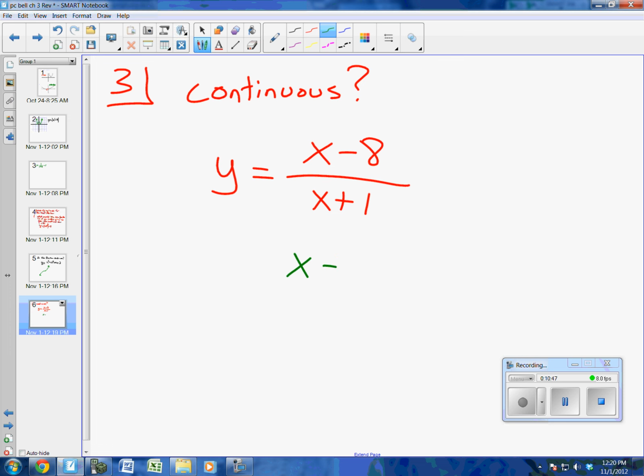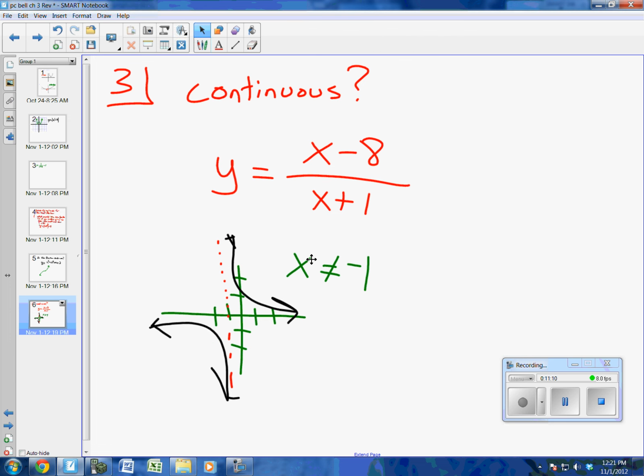you'll notice x cannot be -1 because -1 plus 1 would make this undefined. In other words, there's an asymptote at -1. So if I was to graph this function right at -1, there is an asymptote. So this graph is never going to cross. This graph looks something like this if you graph it in a calculator. And it's never going to cross it. And so you'd have to lift your pencil to draw the two parts of that, right? It's not continuous.